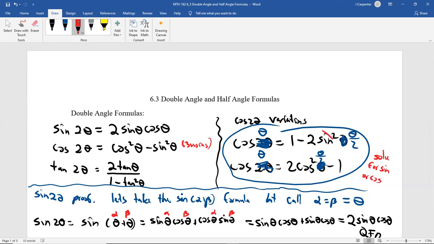So for this one, we're going to solve it for sine, which means we'll have to undo the squaring part. And then this one, we're going to solve for the cosine. We're going to solve each of those for sine or cosine, and that's going to give us our half angle formulas. So we're going to prove them, and then we're going to write the formulas down.